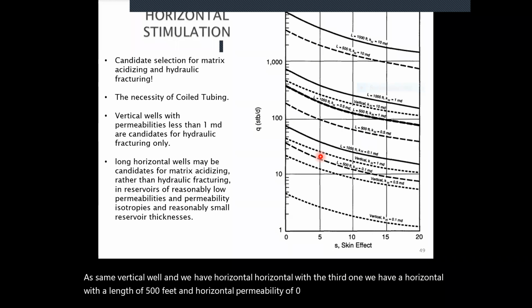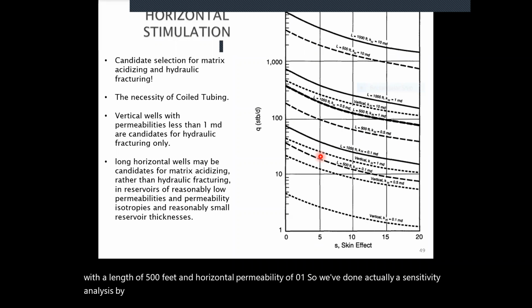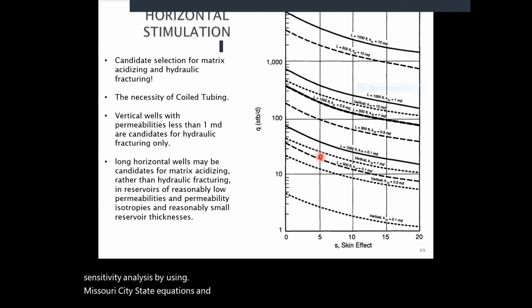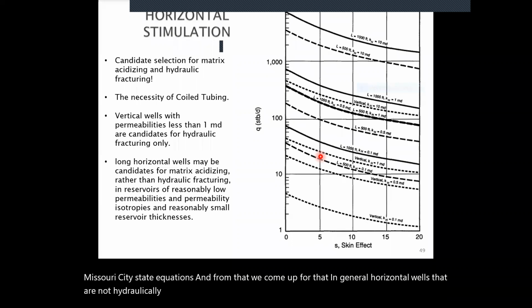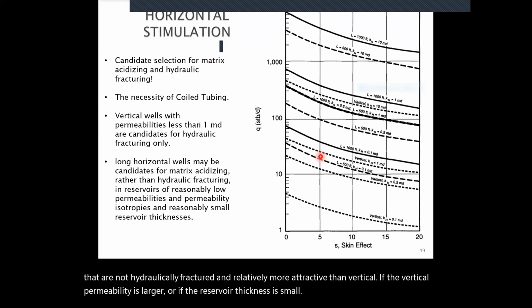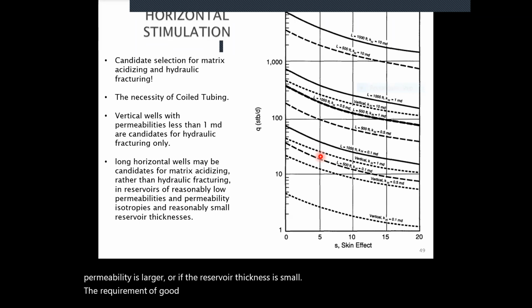So we've done a sensitivity analysis by using steady state equations, and from that we come up with this: in general, horizontal wells that are not hydraulically fractured are relatively more attractive than vertical wells if the vertical permeability is larger or if the reservoir thickness is small. The requirement of good vertical permeability is relaxed in thinner formations. That's why I'm saying we need a thinner formation in horizontal wells.